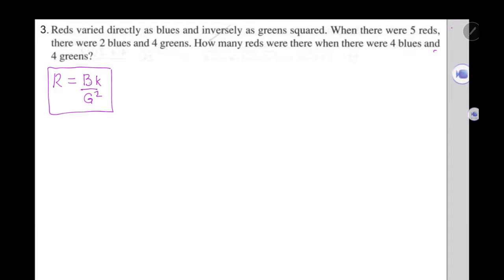Reds vary directly as blues, and inversely, so green goes on the bottom, and it's not just greens, but green squared. And I put in my k just because I always have a constant. The constant could be 1. Maybe I don't need a constant, but then k is equal to 1, okay? So when there were 5 reds, now I'm going to use this here. I'm going to say 5 reds, then there were 2 blues, and I got my constant, and 4 greens. And of course, if it's greens, I'm supposed to square it.